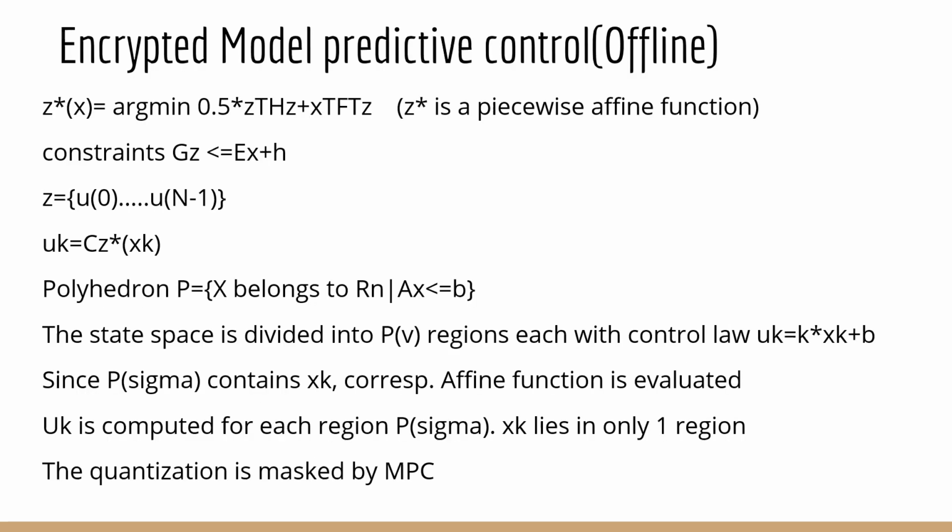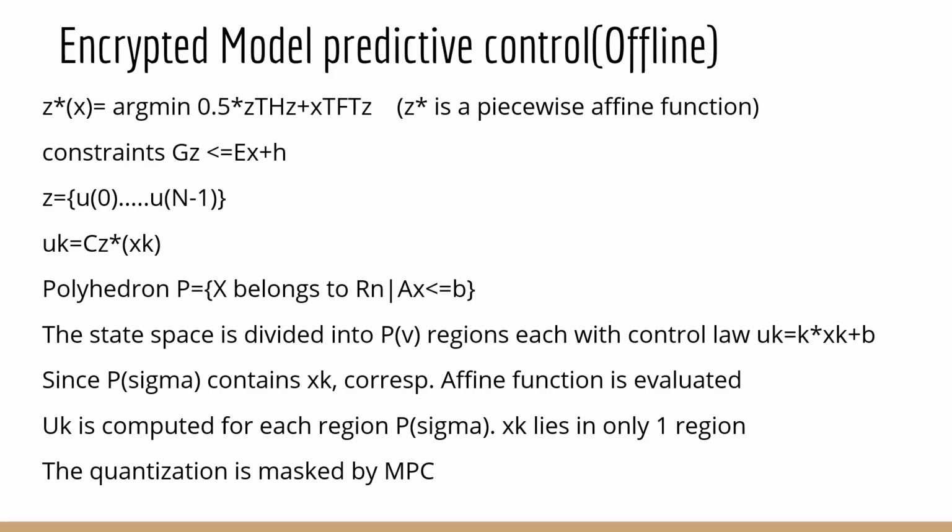Moving on to encrypted model predictive control. This is done by solving optimization problems, or OCP. The optimal control problems are converted into quadratic problems and then solved. So here z star of x is a piecewise affine function of x. An affine function is a function which is like ax plus b.